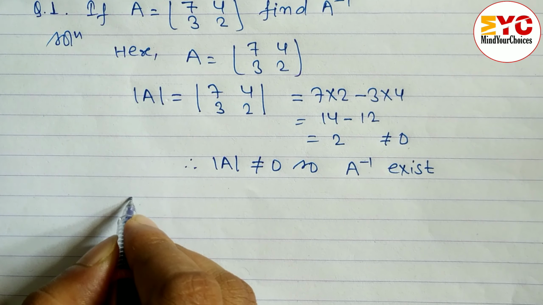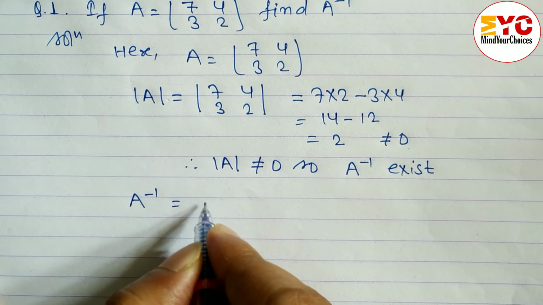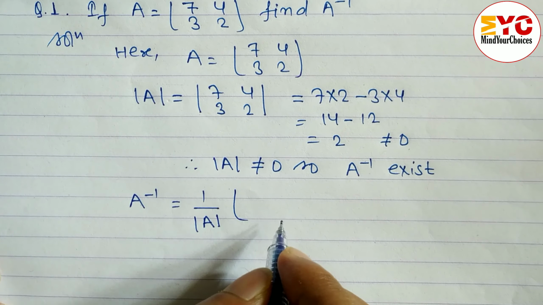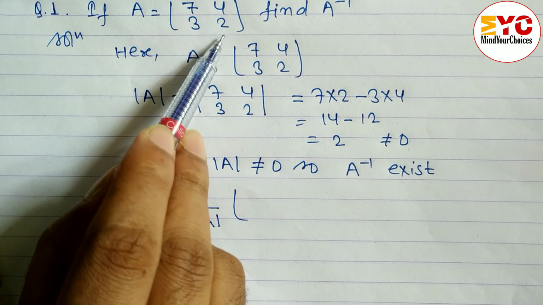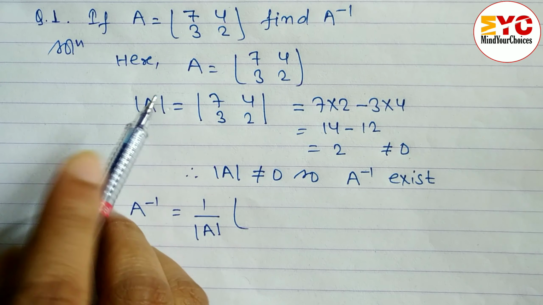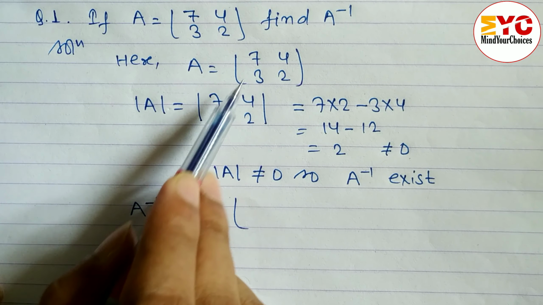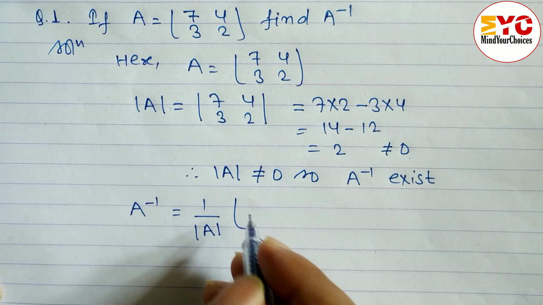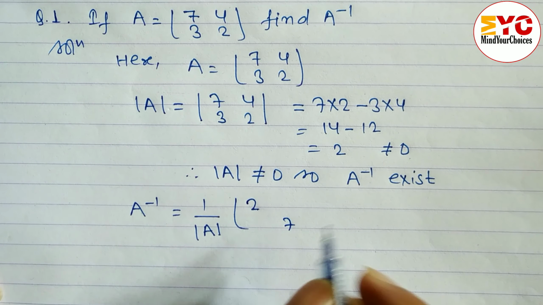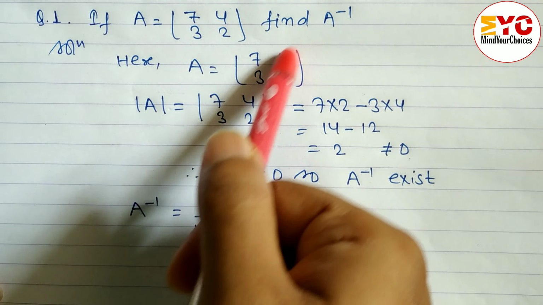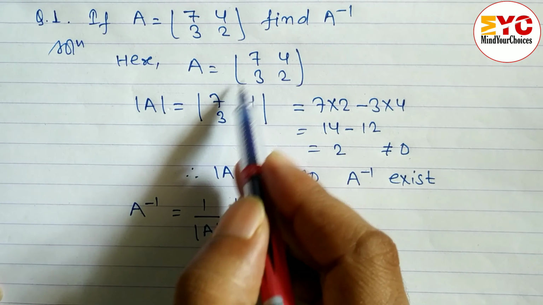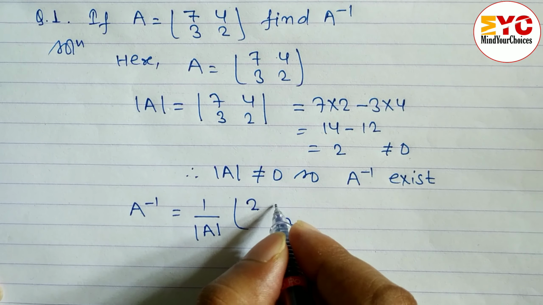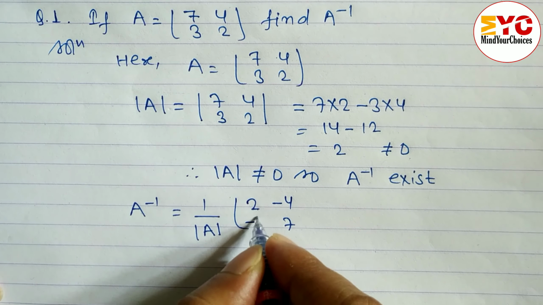Now to find out A inverse, I already gave you the formula. So let's find out A inverse. What is the formula? 1 by determinant A, and we have to interchange the main diagonal. In the place of 7 we write 2, and in the place of 2 we write 7. The remaining non-diagonal elements we change the sign. If positive we write negative, if negative we write positive. So we write here minus 4, minus 3.